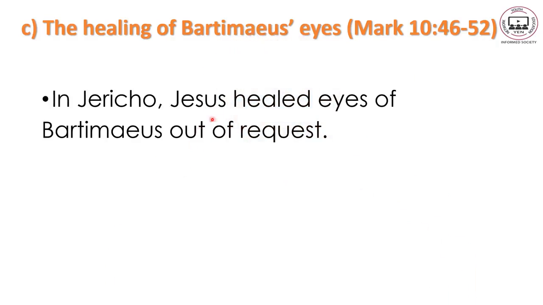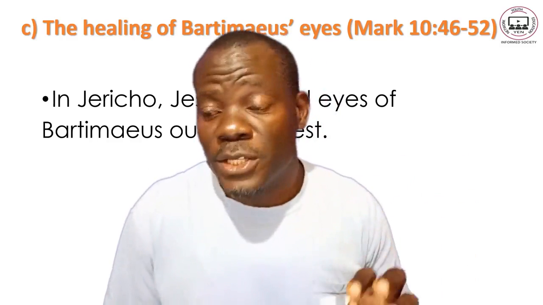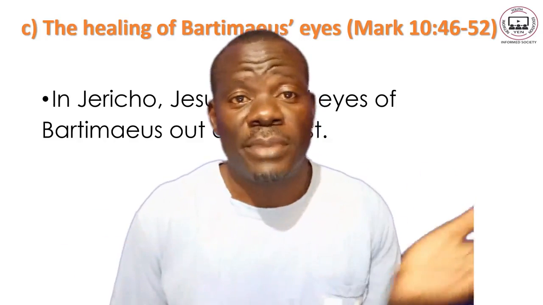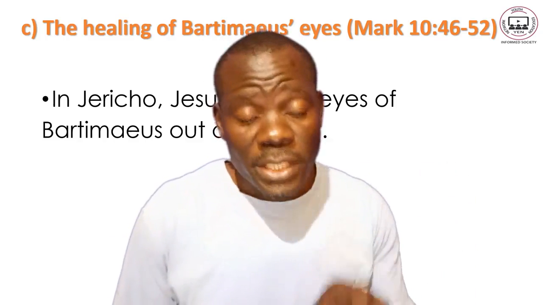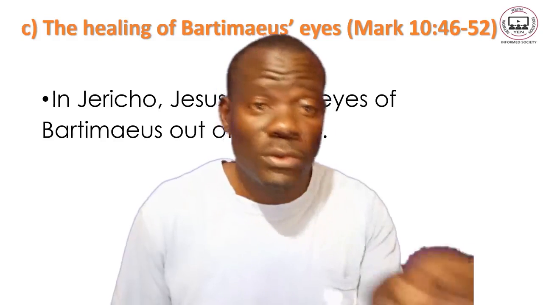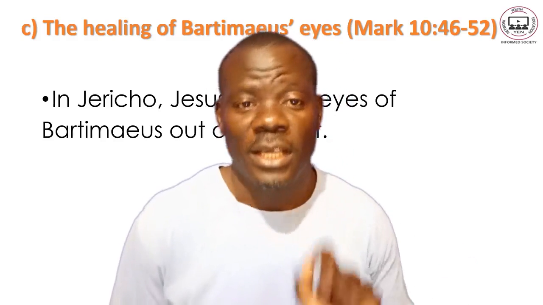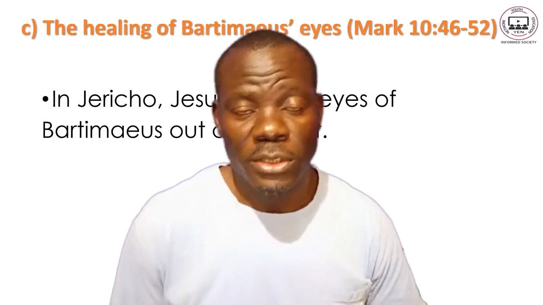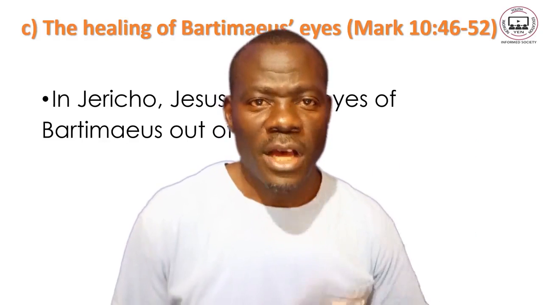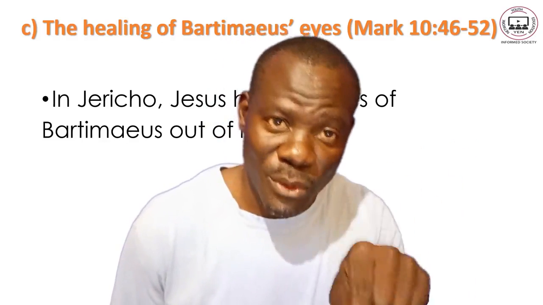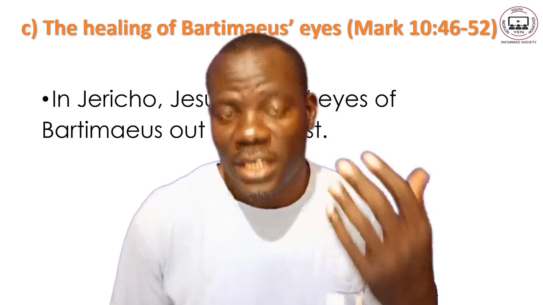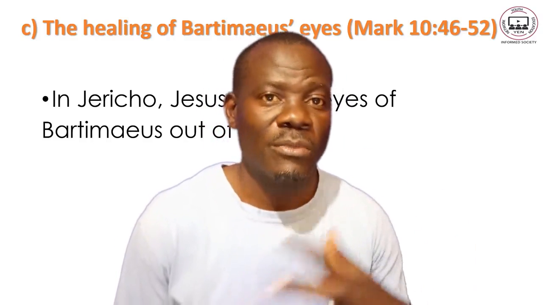So it was in Jericho. Jesus healed the eyes of Bartimaeus upon request. Jesus was passing, and the blind beggars were sitting along the way begging those who passed by to give them something. Then Bartimaeus, after he heard the strong voice, pulled out one person and said, you tell me what is happening here. That person said, it is Jesus of Nazareth who is passing. Then Bartimaeus started shouting, Jesus, Jesus, Son of David, have mercy on me. So it was upon request. Jesus stopped and healed Bartimaeus of his blindness, and he was able to see again.